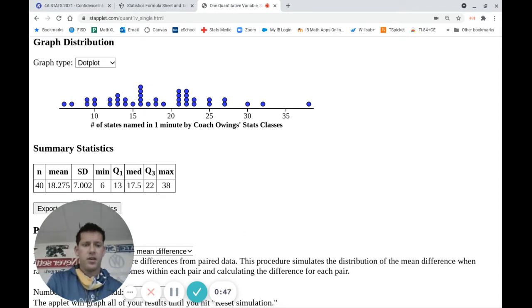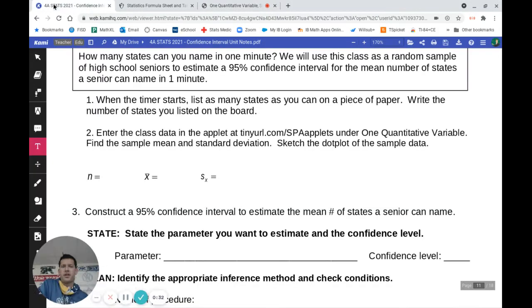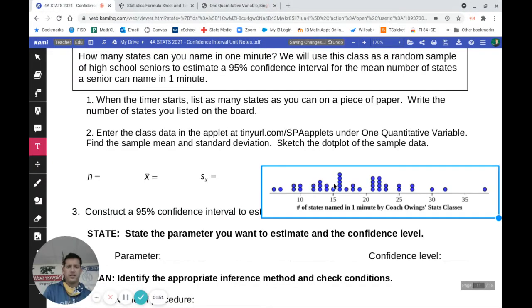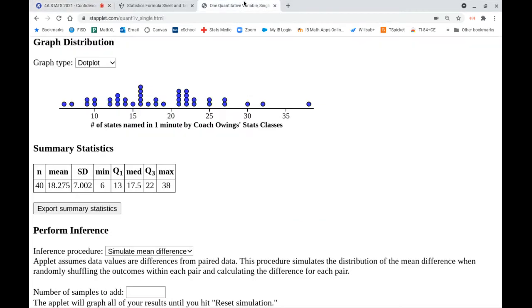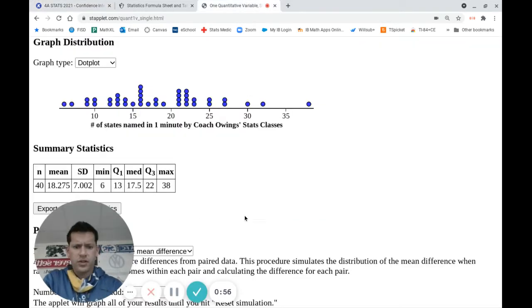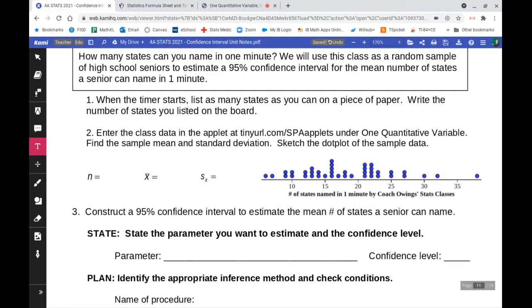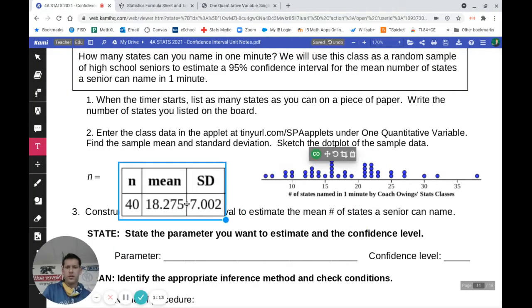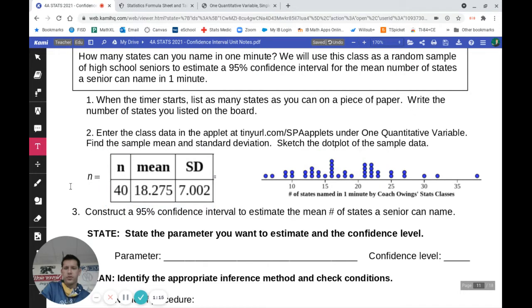So there's my graph, let's copy it and paste it. Look how beautiful that is. And then I don't need the 5-number summary, so let me try that again. I'm going to copy just the sample size, the mean, and the standard deviation over as well. So I have those values.